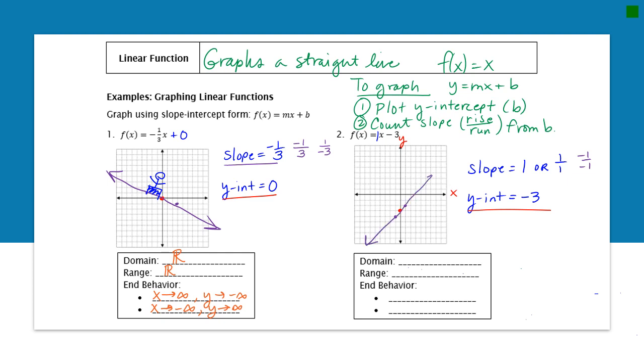You only need 2 points, though, to be able to draw your line. All right, so for domain, we just talked about how domain and range actually are always going to be all real numbers when you're talking about something that's in the linear family.